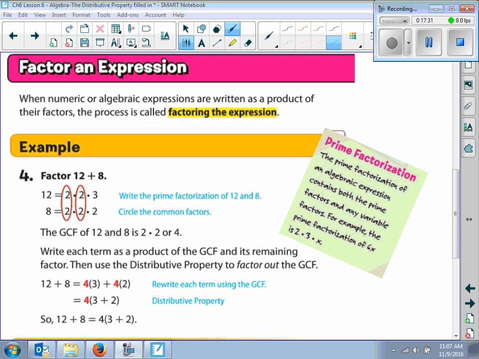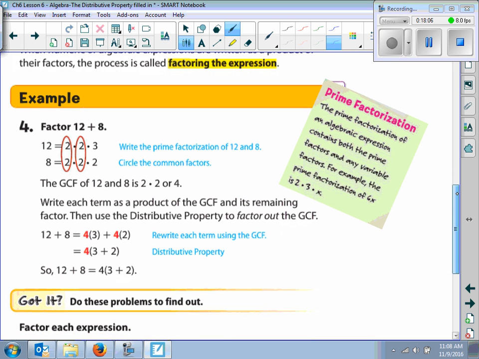So we want the prime factors of 12. 2 times 2, that's 4, times 3, right? So 2 times 2 times 3. 8 is 2 times 2 times 2. Now we're going to see what they have in common. They have the 2's in common. So 2 times 2 is equal to 4. That's the greatest common factor that is going to come out into the parentheses. Okay? So here, the 4 goes out to the front of the parentheses.